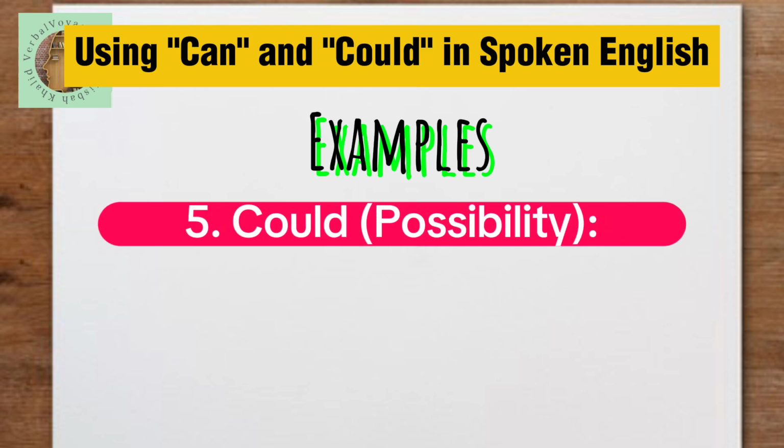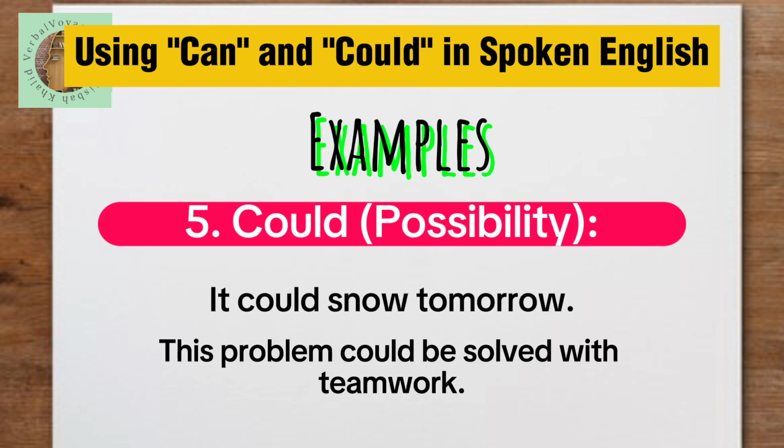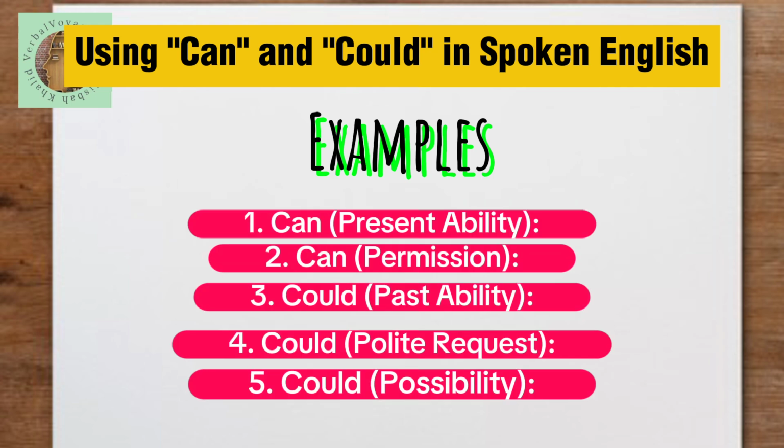Could is used for the possibility. It could snow tomorrow. This problem could be solved with teamwork. By using these examples and tricks, you will remember when to use can and could naturally in your conversations.